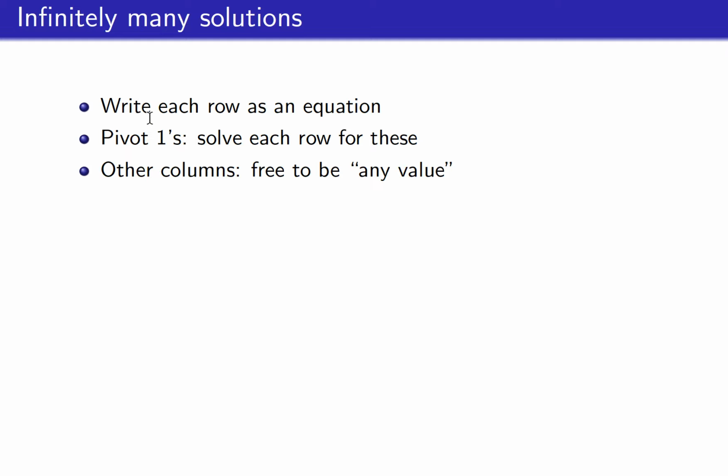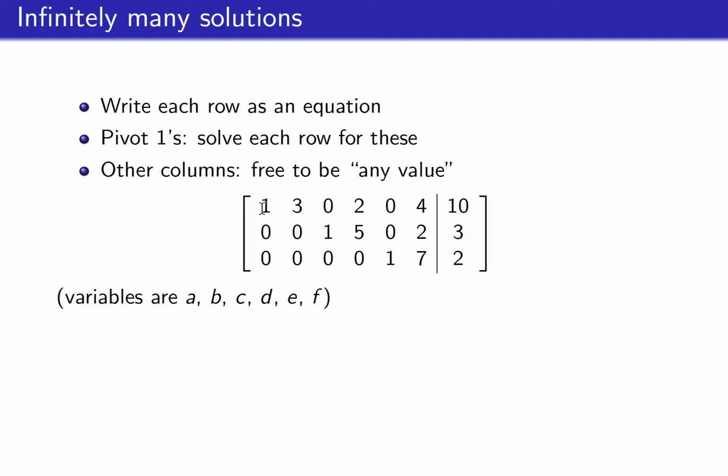So here's what we're going to do. Once we get it into reduced row echelon form, we're going to write each row as an equation. Then the ones that are the pivot ones, the ones that put in those squares, there might be other ones around in the matrix. Those don't matter, but the pivot ones, we're going to solve each row for these. And the other columns are going to be free to be any value. So here's an example. Now there's so many columns. I mean, obviously I need more letters of the alphabet. So I'm going to call the variables A, B, C, D, E, F. Those correspond to the columns, right? A, B, C, D, E, F.